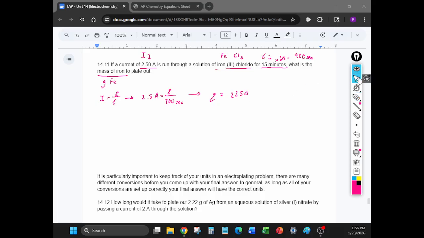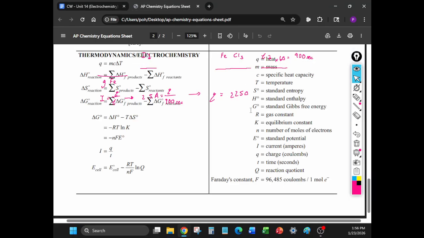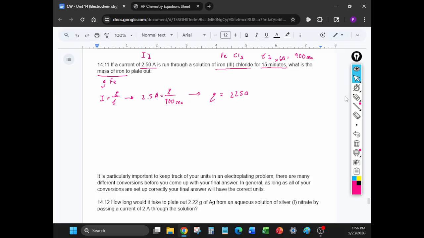Now, we're probably not very familiar with the units of measurement for charge, unless you took physics, but it's given to us in the AP equation sheet. If you use amperes for I and seconds for time, we get charge in terms of coulombs. So it's going to be C, so 2250 C.